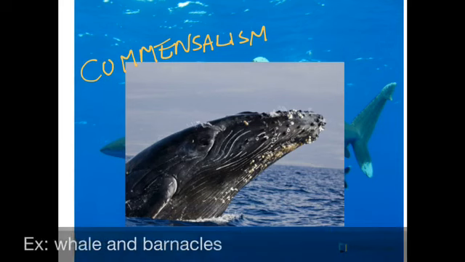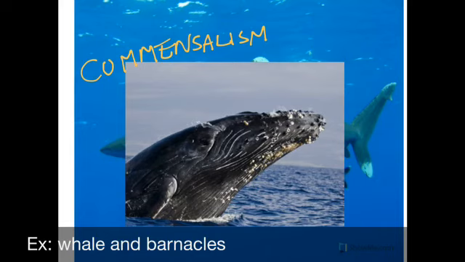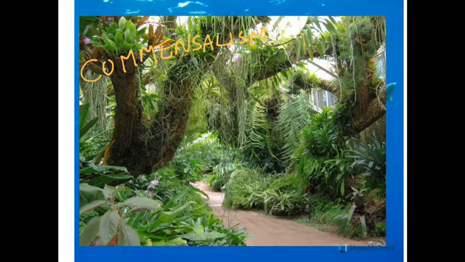Another example of commensalism you've probably seen before are barnacles that live on the skin of a whale. This does not hurt the whale at all, but the barnacles benefit by getting a habitat and an area to latch onto. And a third example of commensalism are epiphytes.